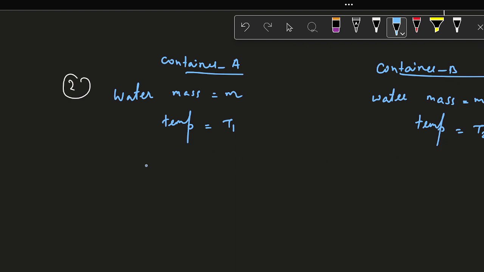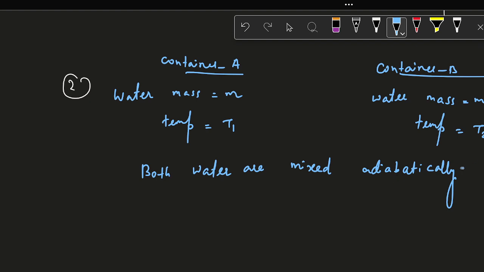And you are asked that both water are mixed adiabatically. Now these conditions are very crucial because sometimes by missing these the answer can be completely different.